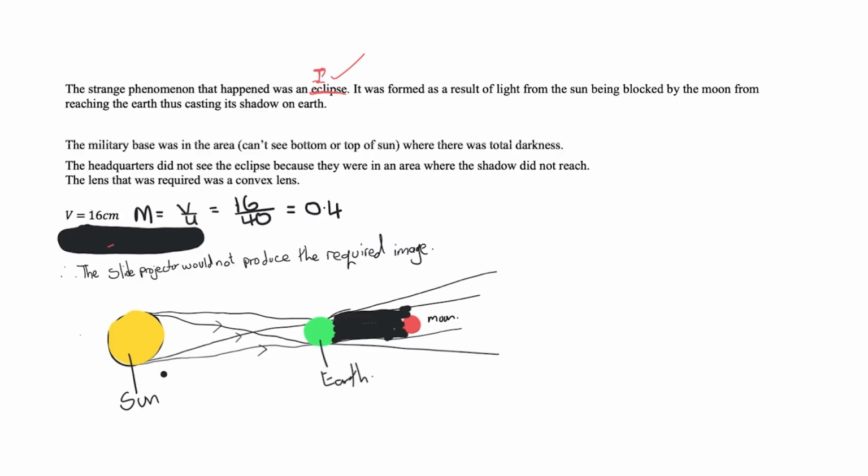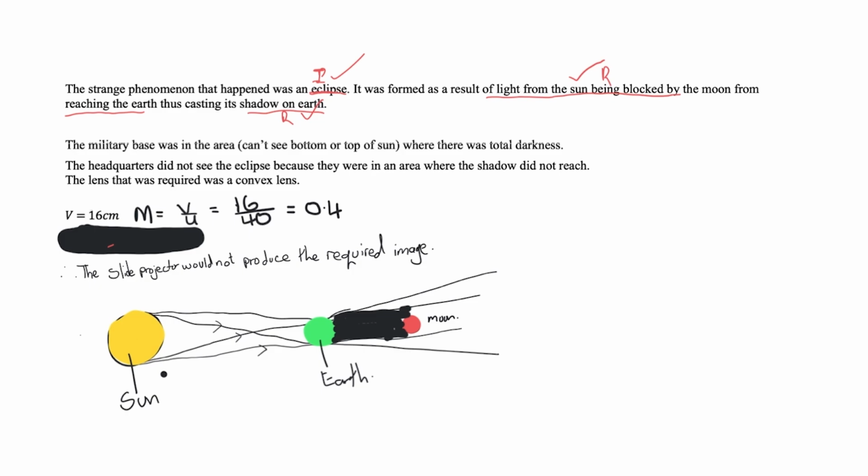So it was formed as a result of light from the sun being blocked. Now this is reasoning. Being blocked by the moon from reaching the what? The earth, casting its shadow. So you would expect to get this mark of reasoning, the light from the sun being blocked, so that is R, by the moon from reaching the what? The earth, casting its what? Its shadow. Also, you earn that mark for the shadow.